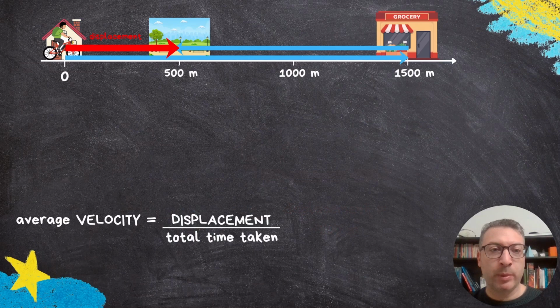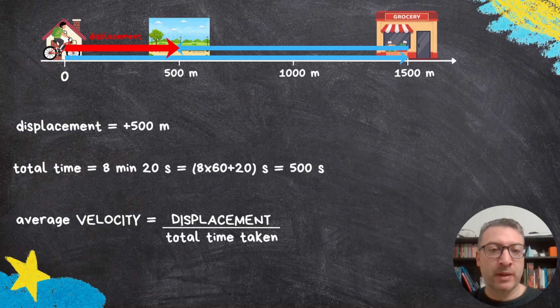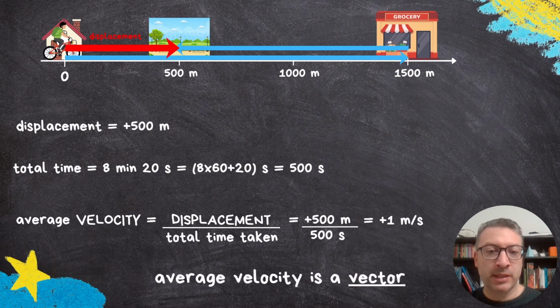In our example, we can then say that displacement is positive 500 meters. We saw earlier that the total time taken is 500 seconds. So average velocity is positive 500 meters divided by 500 seconds, and as a result it is positive 1 meter per second. We can see then that also average velocity is a vector.